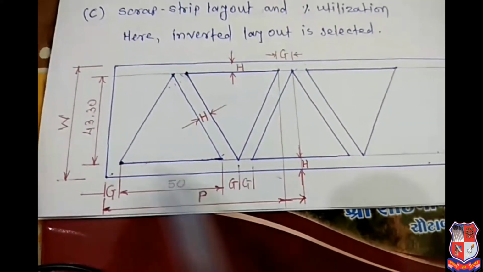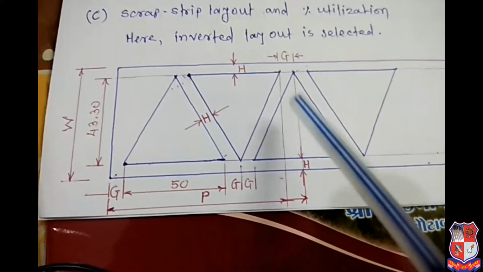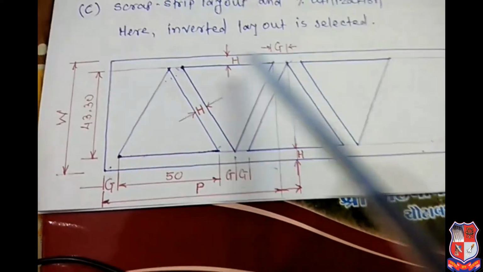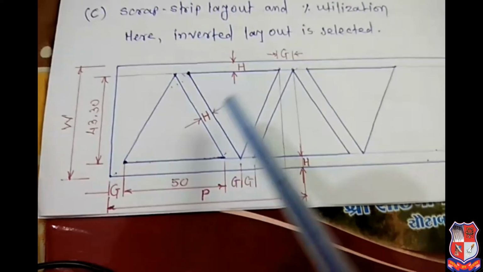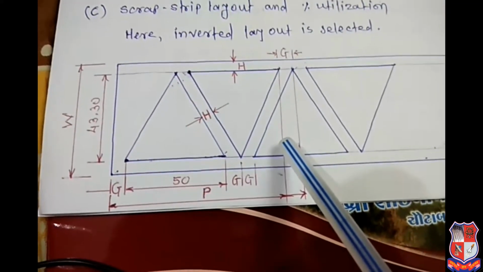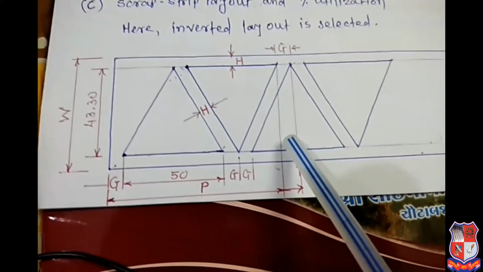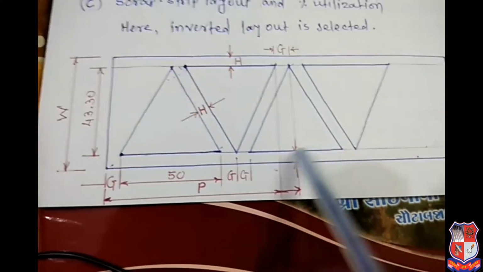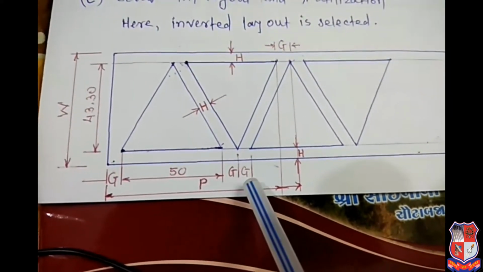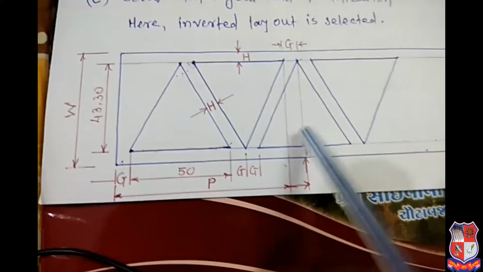So if I consider this W into P area of the sheet, how many blanks can I cut? It is clearly visible. I can cut 1, 2 and half. So in total 2.5 blanks I can cut, but we need to cut 3000. And our sheet is continuous. So for length of P, we will consider 2.5 blanks, and accordingly we will calculate for the 3000.